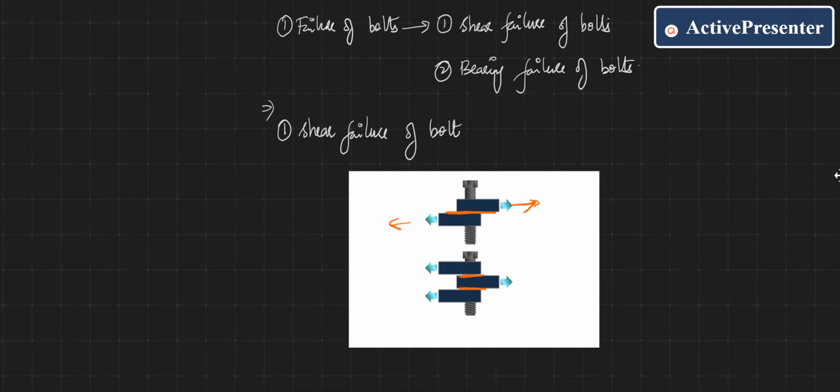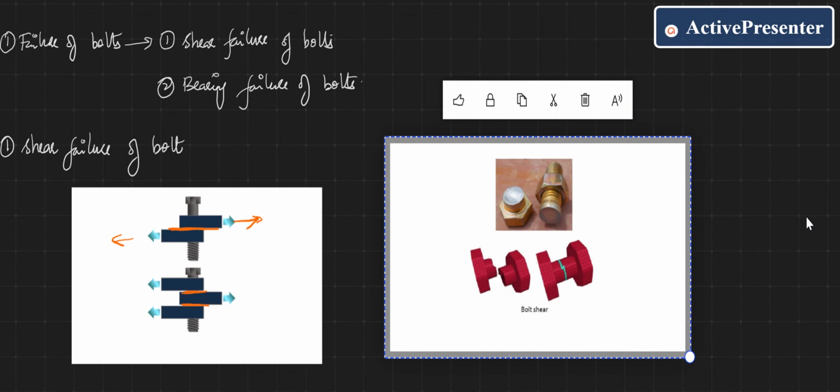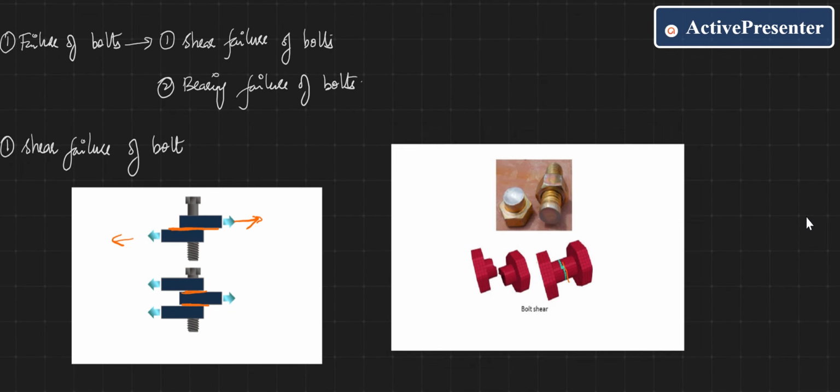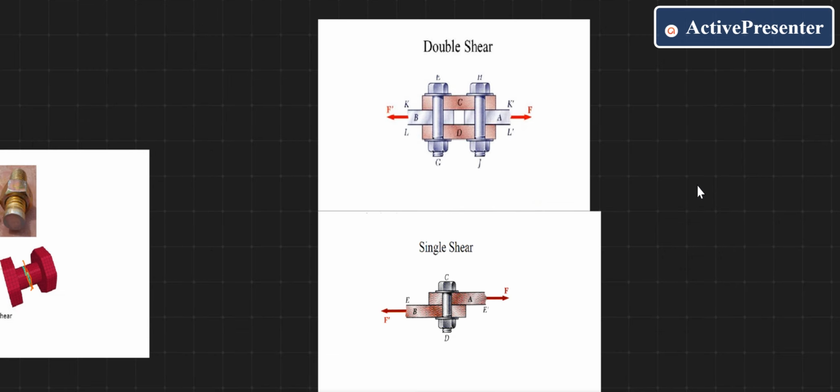That is, the bolt will get cut into two pieces like this, and this failure of bolted connection is called shear failure of bolt. This type of bolt failure in a bolted connection is called shear failure of bolt. If there is only one plane which gets cut into two pieces, then this is called single shear.